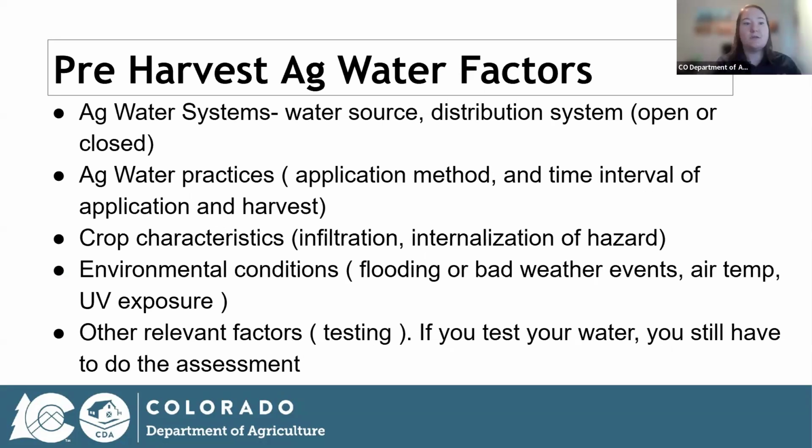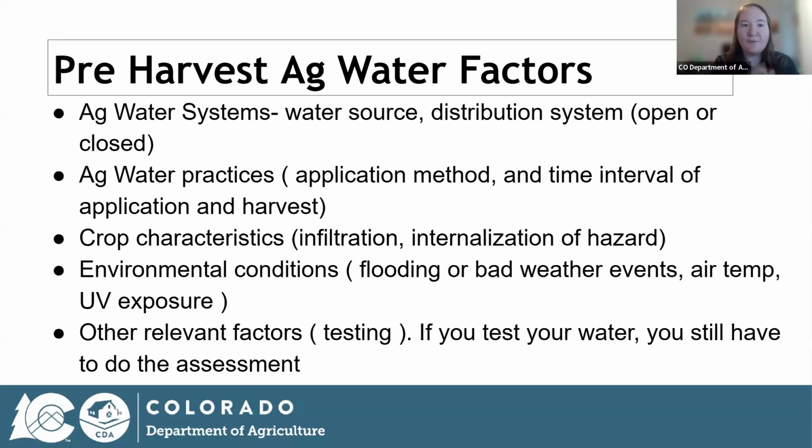Is it an open system, open to the elements? Because that's going to have a different risk versus a closed system. Are you using pipes to siphon off from a surface water reservoir into drip, that kind of thing? Keep in mind what kinds of risks there are with that. Then your ag water practices, depending on how you apply that water. Do you use drip? Do you furrow? Do you flood? Do you use overhead irrigation? Each of those has different risks.